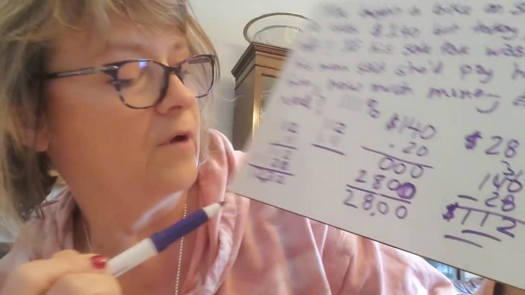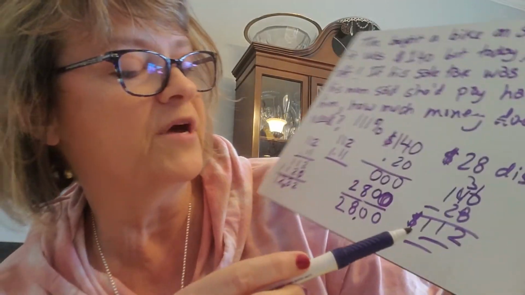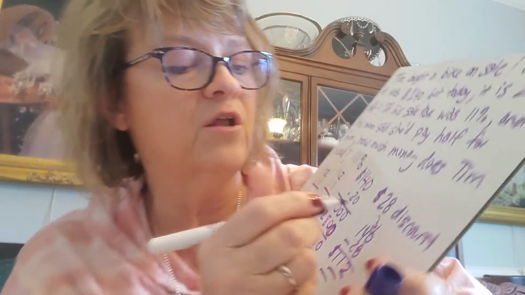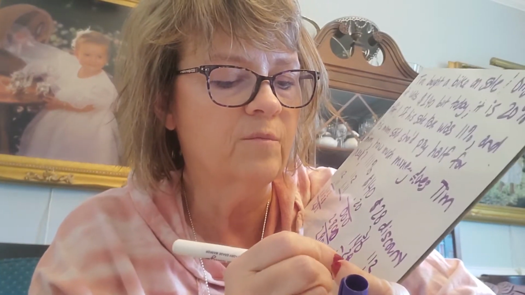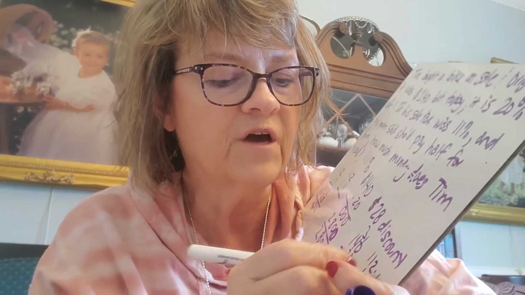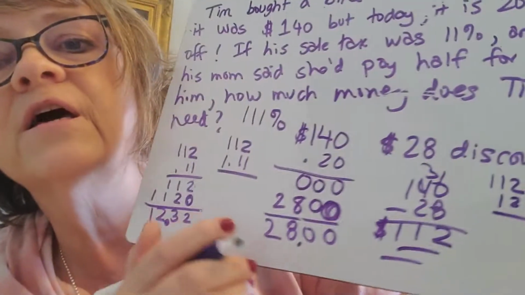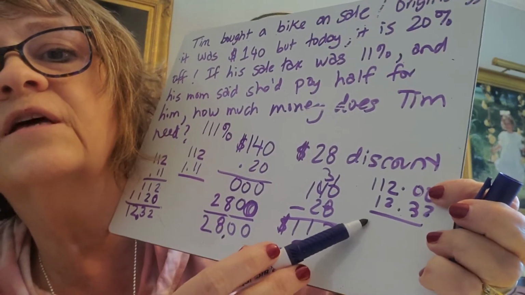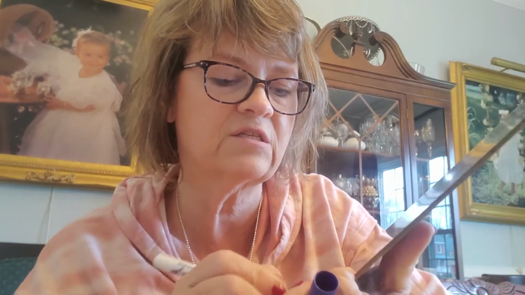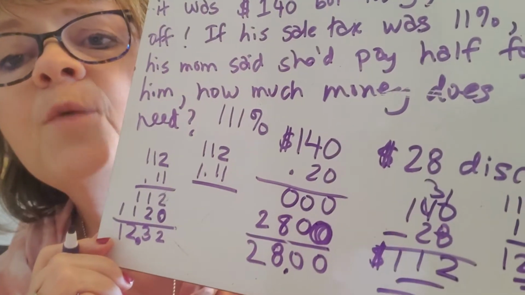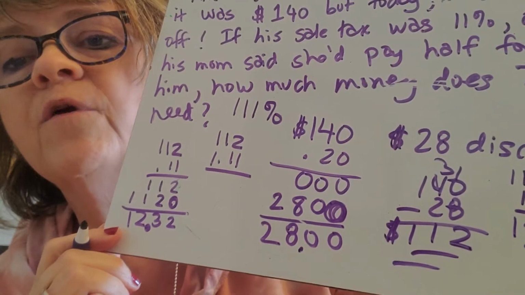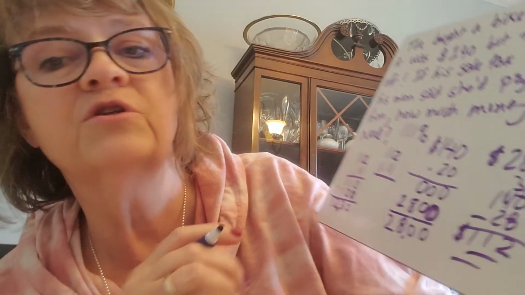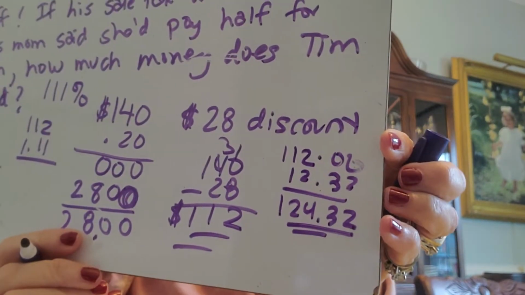I'm going to take the $12.32, I'm going to add it to my $112. 112 plus $12.32. Got to line up my decimal so it kind of looks like this. So that's going to give me $124.32. So that is the cost of the bike. Now I'm going to go back and see if I've answered the question, okay? We found $124.32, sorry, over here, is the cost of the bike.